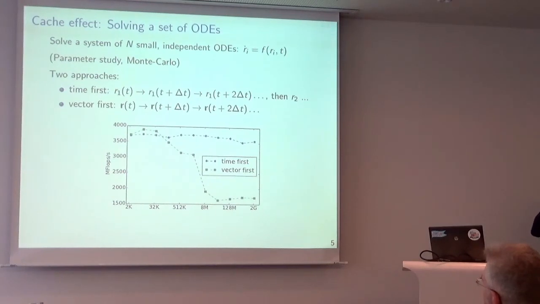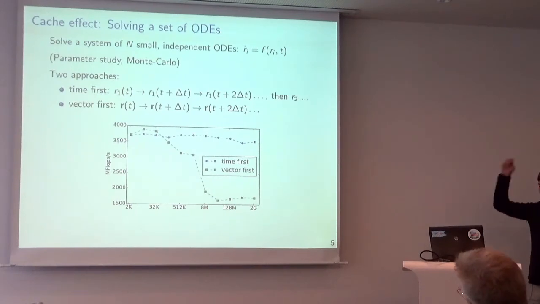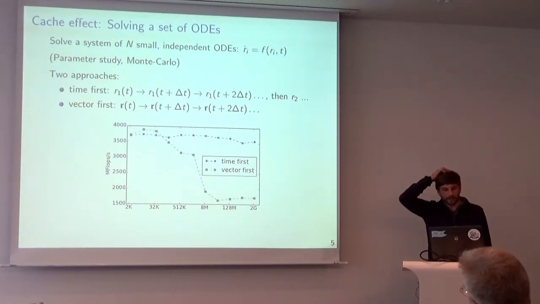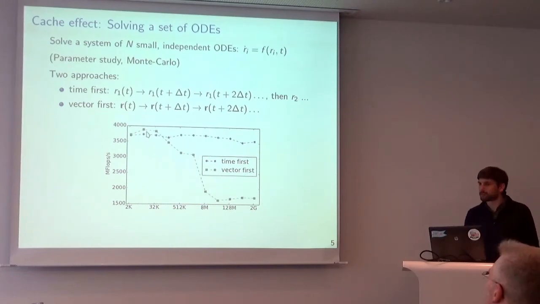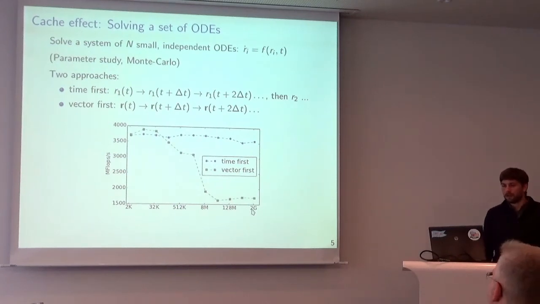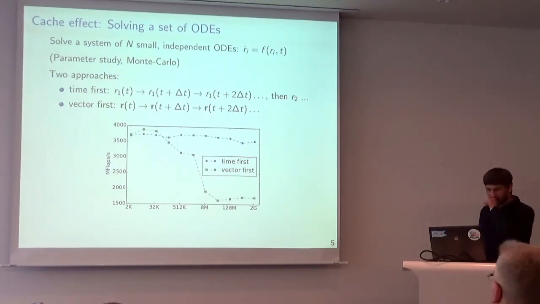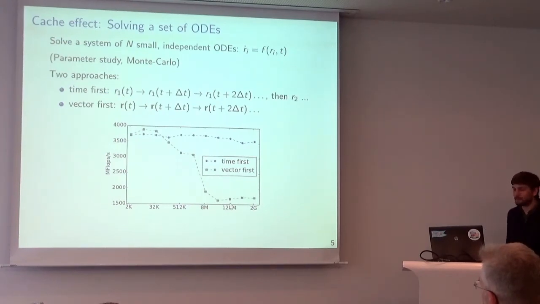So here I measured the actual performance in terms of flops per second of those two approaches. Blue is the time-first approach and green is the vector-first approach. And as you can see in the beginning, they're more or less equal. The vector-first approach is even indeed a bit faster, but if you increase the number of systems, so the system size, which I measure here in bytes for simplicity, you see that at some point the vector-first approach starts to slow down, and then it gets really bad.